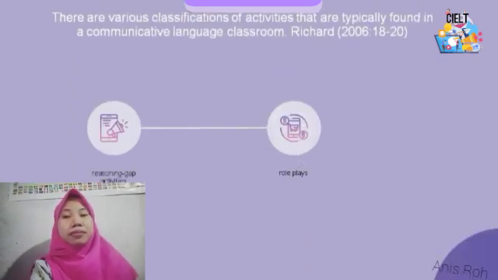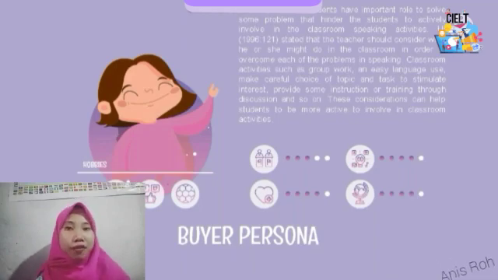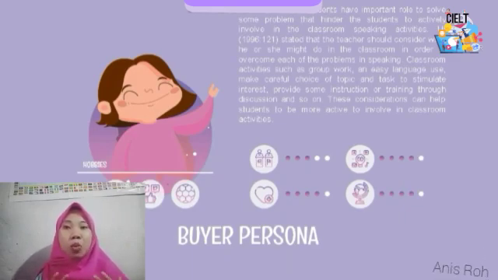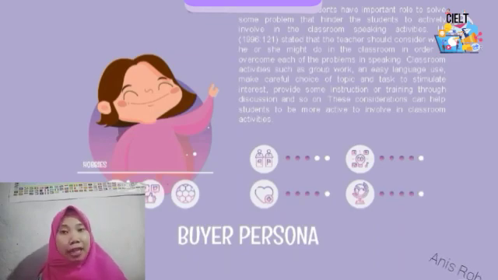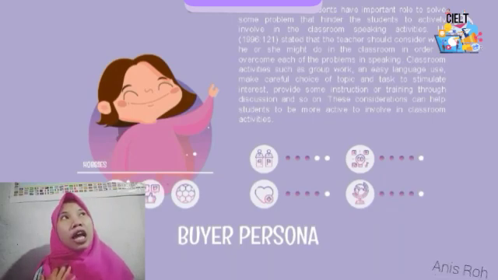And next, reasoning gap activities, and then role play. But teacher and the students have an important role to solve some problems that the activity involves, maybe in a classroom speaking activity, and also what the teacher should consider he or she might do in the classroom in order to overcome each of the problems in speaking. So the classroom activity can be in a group or individual, and improve independence and so on.